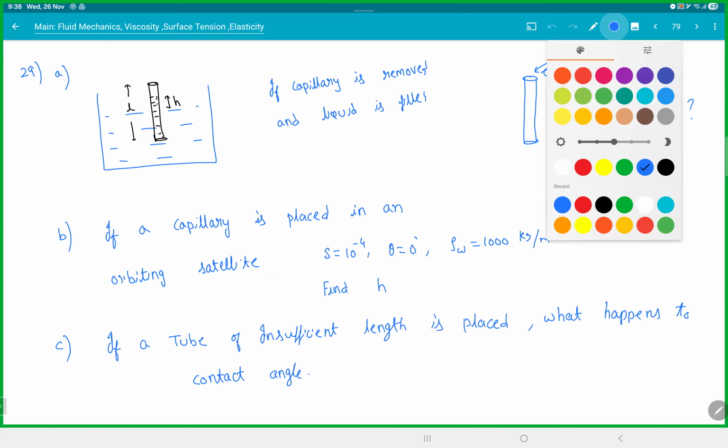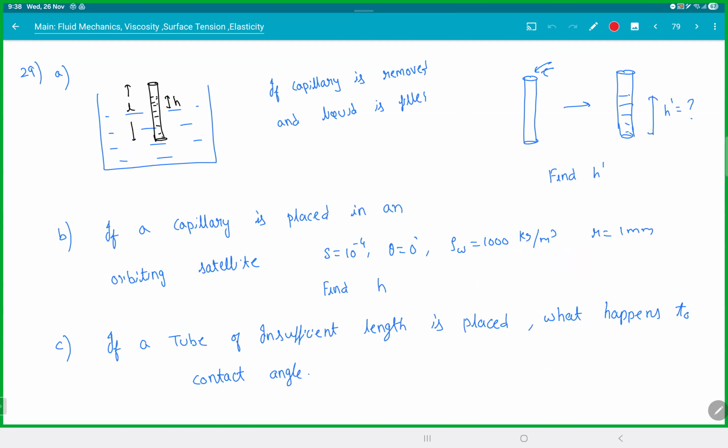So we have a capillary tube of length L, and it is placed inside a liquid. The height of the liquid is h. Now you remove the capillary and you again pour the liquid inside. We observe the liquid inside will get stuck for some level. Find h dash.